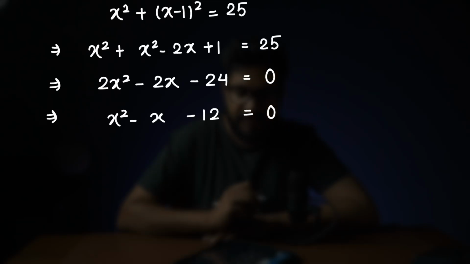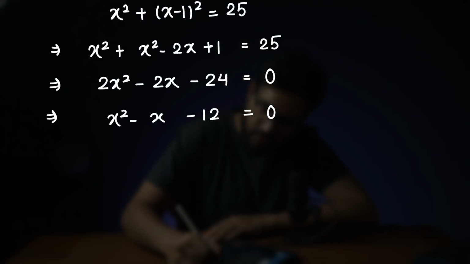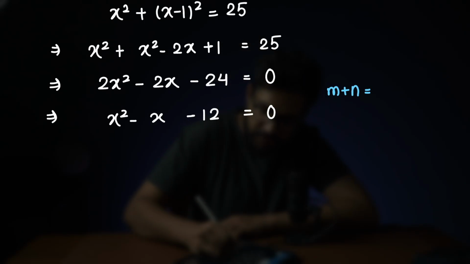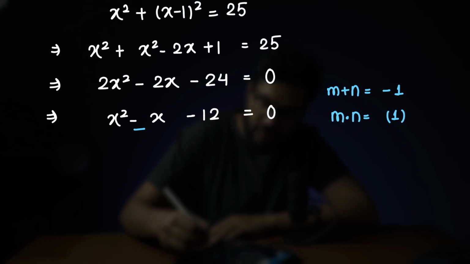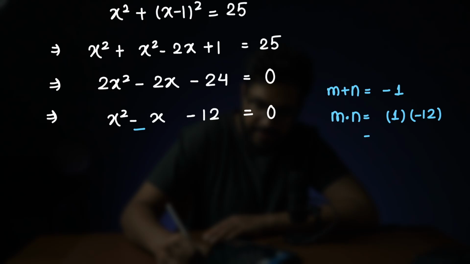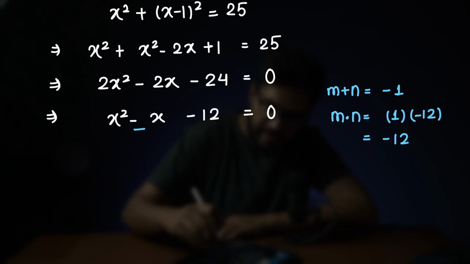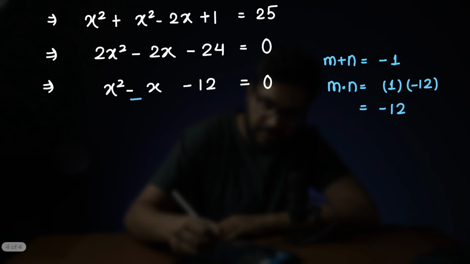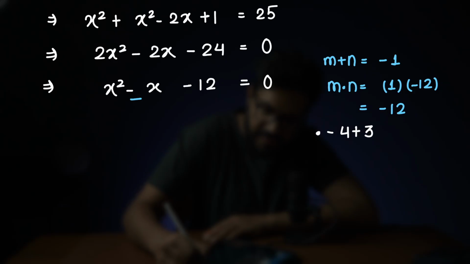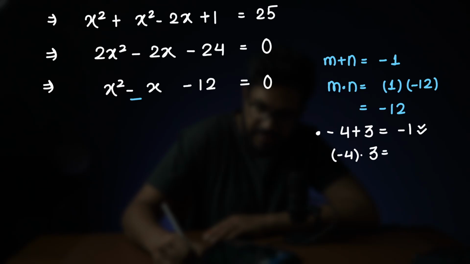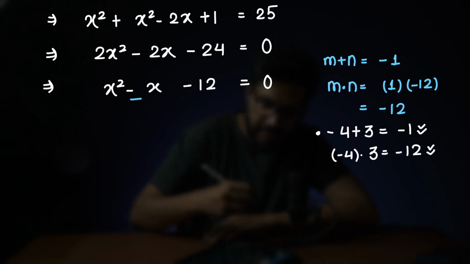Again, the simultaneous problem is converted into finding the solution of a quadratic. So we are looking for two numbers which add up to the coefficient of the middle term, minus 1, and the product of such two numbers should be the product of the coefficient of x square times the constant term, so minus 12. Clearly two such numbers are negative 4 and positive 3. Since negative 4 plus 3 is minus 1, it satisfies the first condition, and the product of negative 4 times 3 is minus 12. It satisfies both the conditions.